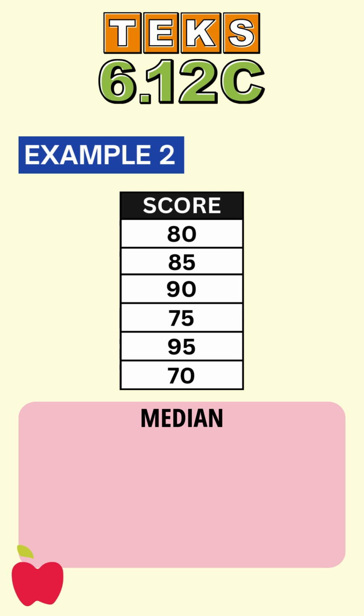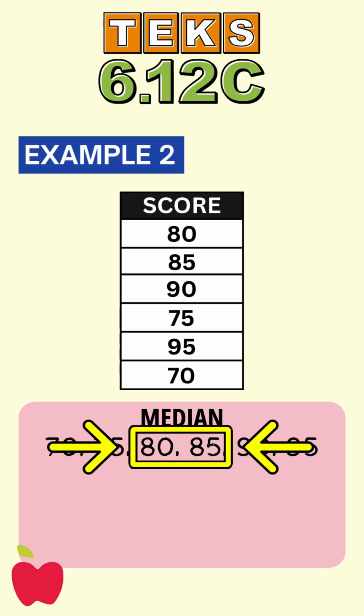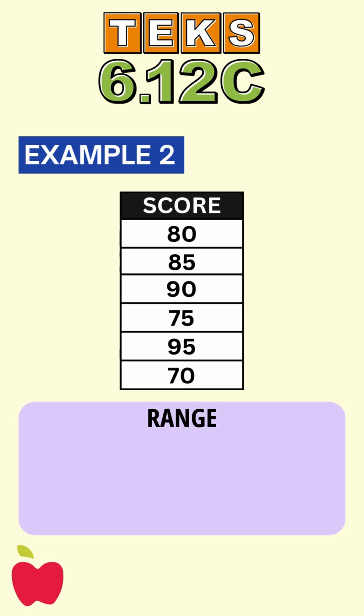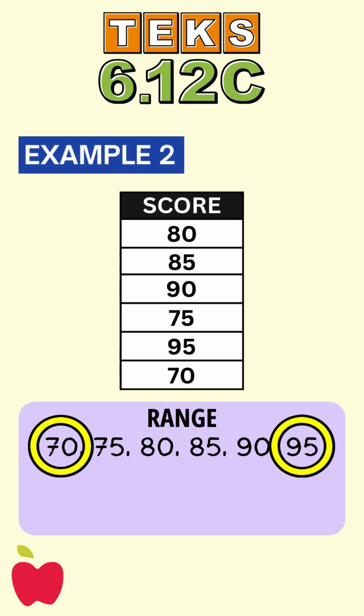Median. To find the median, we first need to put the scores in order: 70, 75, 80, 85, 90, 95. Since there are 6 scores, the middle numbers are 80 and 85. The median is the average of those two. 80 plus 85 divided by 2 equals 82 and 5/10. Range. Now, for the range, we subtract the smallest score, 70, from the largest, 95. So, 95 minus 70 equals 25.